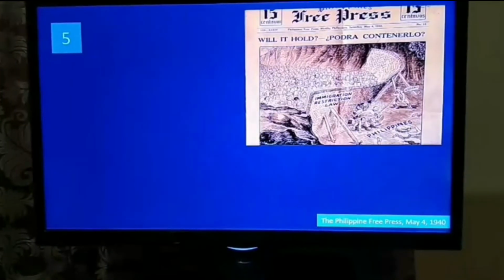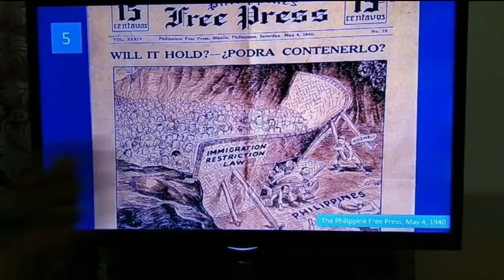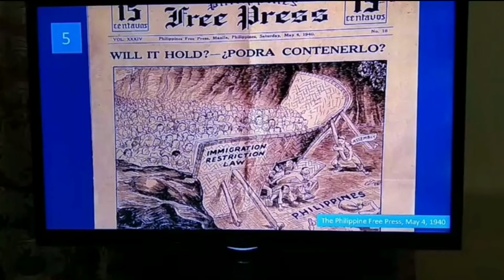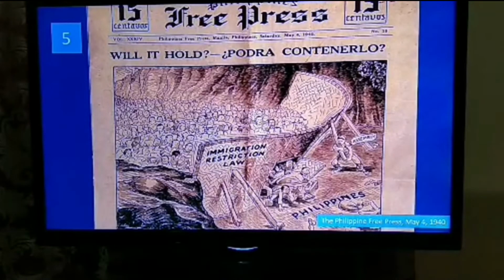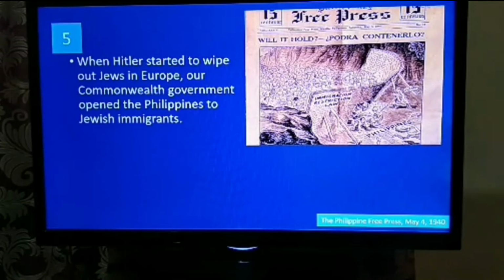The story is this. Let's go back to the year 1940. What do you know about 1940? There's World War II in Europe, not yet in the Philippines. We had World War II here in 1941. So in 1940, World War II was raging on in Europe, and the villain there was Hitler, and he wanted to wipe out the Jews in Europe. The Jews started fleeing Europe, leaving Europe and trying to go elsewhere to escape the hands of Hitler.